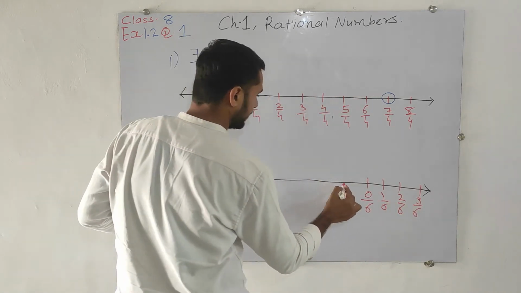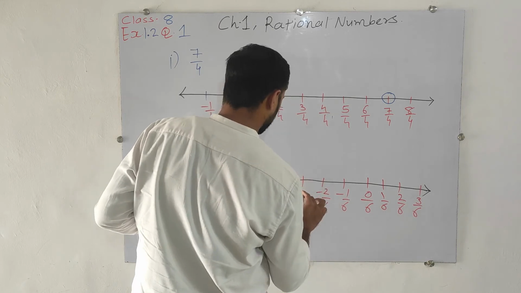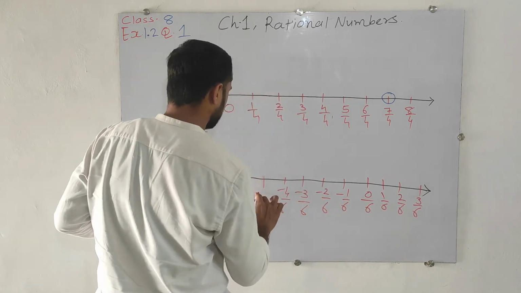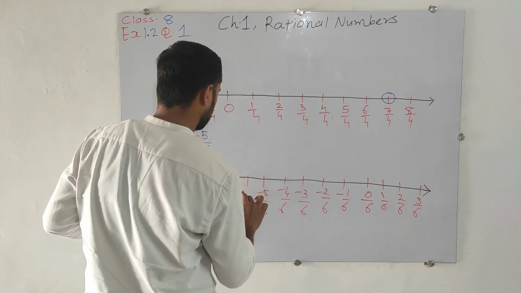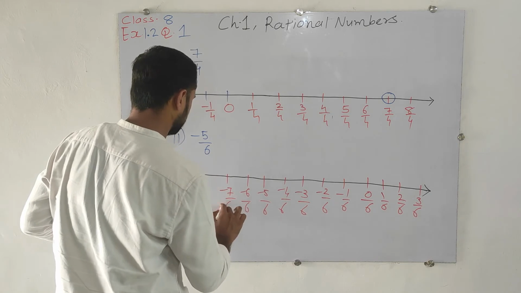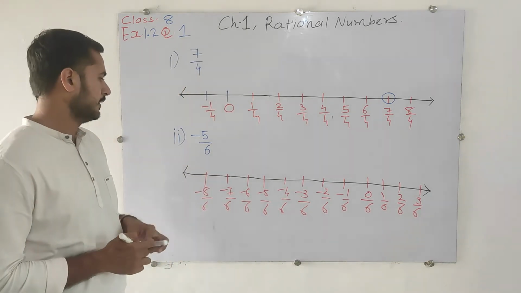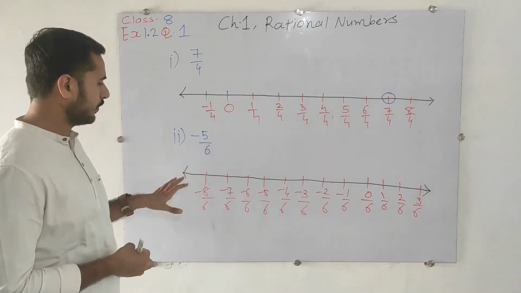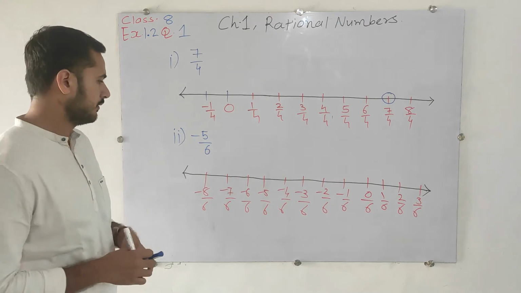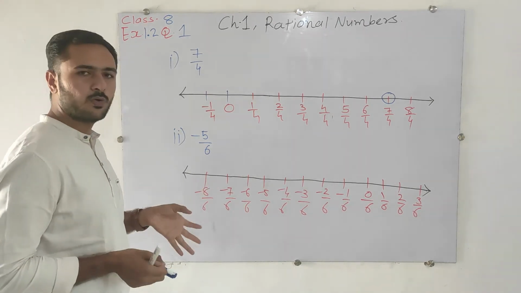On the left hand side, negative numbers: minus 1 by 6, minus 2 by 6, minus 3 by 6, minus 4 by 6, minus 5 by 6, minus 6 by 6, minus 7 by 6, and minus 8 by 6. Fine. We have to go till minus 5 by 6 only, but I have written till minus 8. Generally, if you write till minus 6 by 6, that's fine. No need to write more numbers.